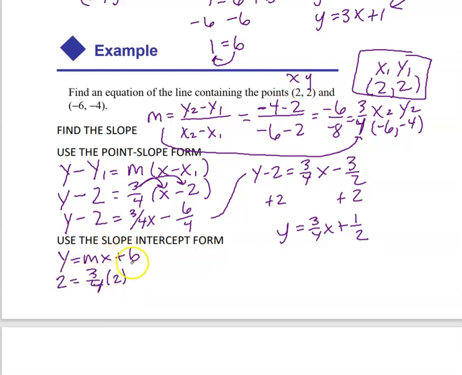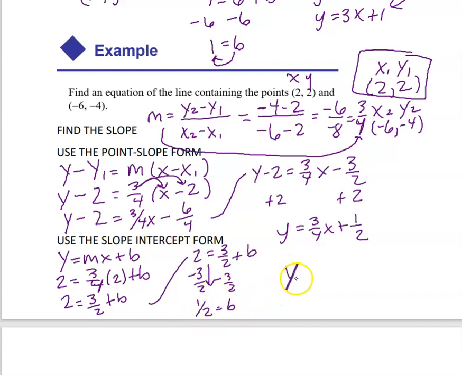And remember, when you're using this form, the goal is to find out what b is, and then you can plug that back in. So we would get 2 is equal to 3/4 times 2, which ends up being 3/2 plus b. Okay, so now we've got 2 is equal to 3 over 2 plus b. We would subtract 3/2 from both sides of our equal sign, so we would get 1/2 equals b. So now we know the rest of the stuff to plug in the formula.